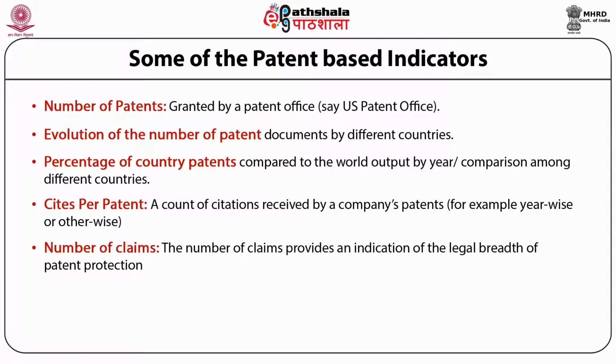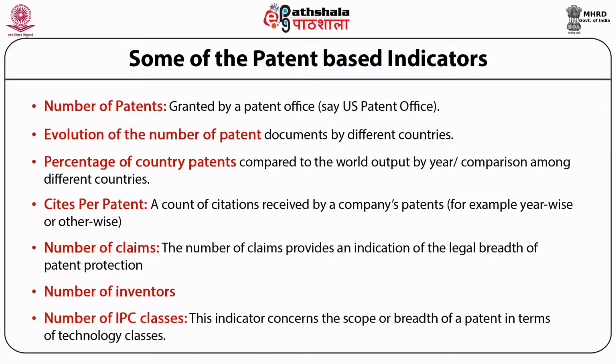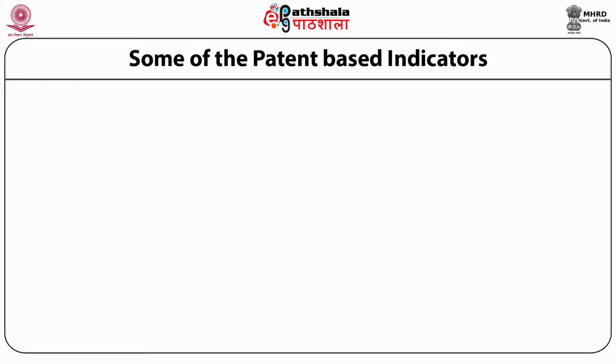We also have indicators which we can construct based on the number of inventors and the number of IPC classes. It is interesting that if you have patents in your portfolio that are not only in a particular technology, but also address a large number of other technologies, it shows the scope and breadth of your technological activity. We continue with these patent based indicators.